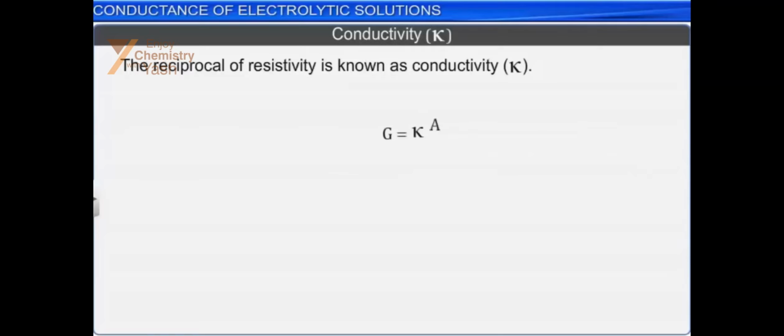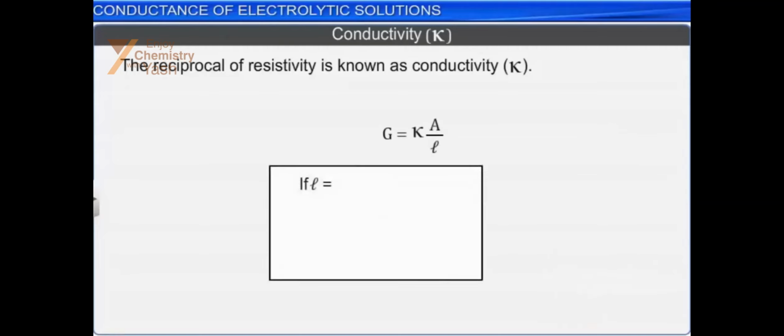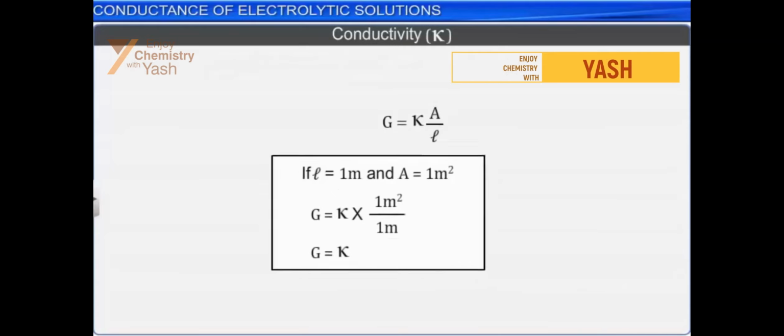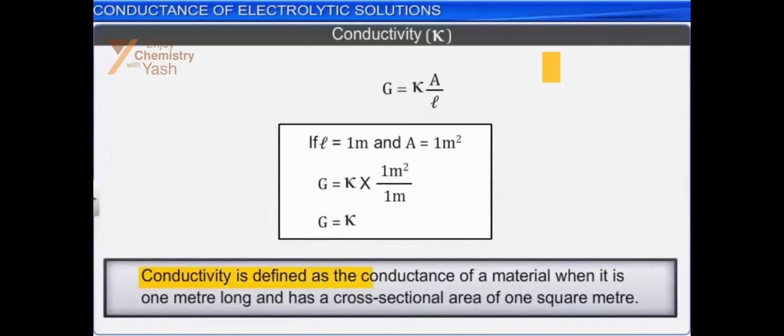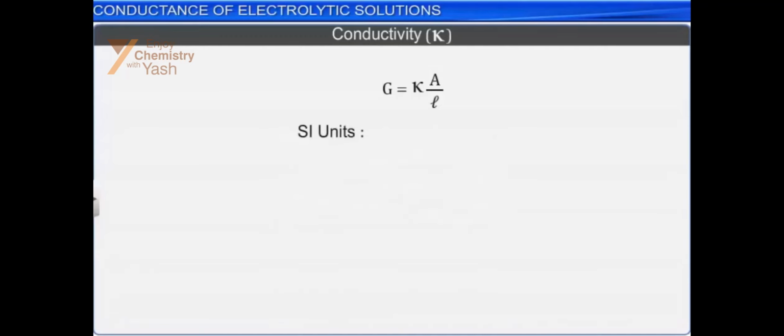If the length of the conductor is 1 meter and the area of its cross-section is 1 square meter, then conductance becomes equal to kappa. Thus, conductivity is defined as the conductance of a material when it is 1 meter long and has a cross-sectional area of 1 square meter. The SI unit for conductivity is Siemens per meter. Sometimes, this is given as Siemens per centimeter. Note that 1 Siemens per centimeter is equal to 100 Siemens per meter.